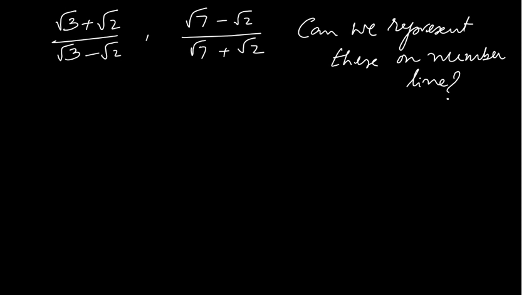For this one, is it? For the first one, 5 plus 2 times root 6. This is the answer. So you did basically root 3 plus 2 whole squared. So 3 plus 2 is 5 and root 6 is correct. Yes, correct.